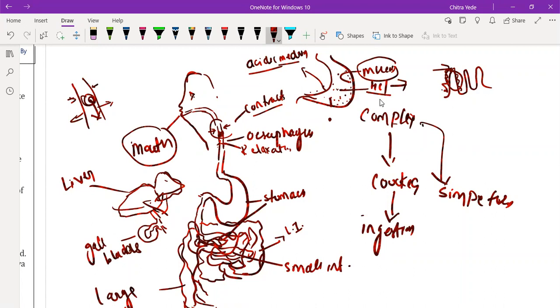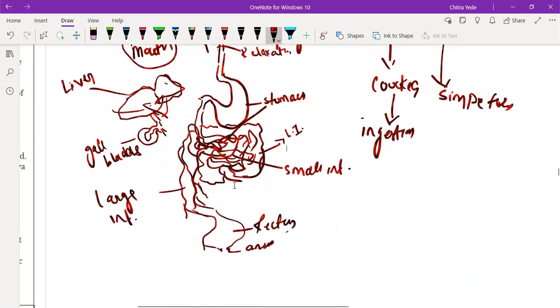Okay. And once the absorption process of food takes place, then the residue and undigested food get stored in the rectum. Whenever there is a filling of stool, that waste material is removed from the body through the anal cavity. Okay. So this is the process of how digestion takes place in the human body.